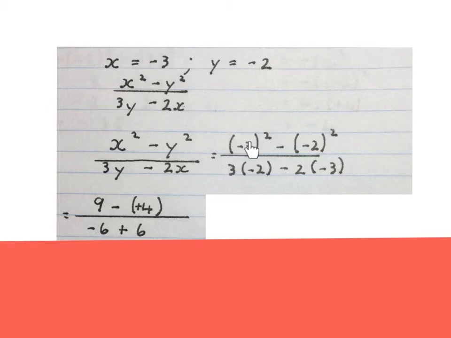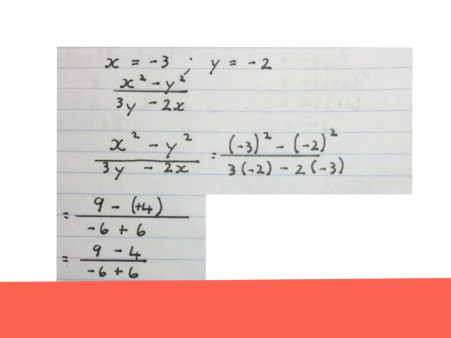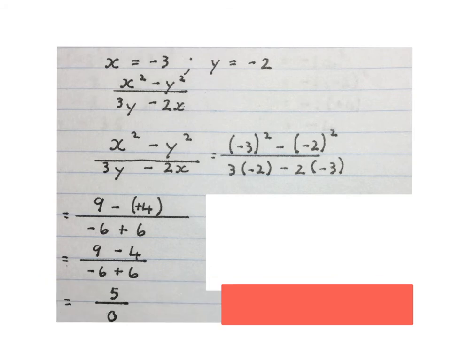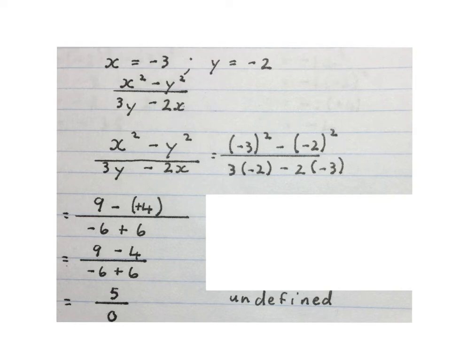The minus 3 times minus 3 gives us a plus 9. Keep the minus. Minus 2 times minus 2 gives us a plus 4. Plus 3 times minus 2 gives us a minus 6. And minus 2 times minus 3 gives us a plus 6. That minus times the plus gives us a minus. The rest stays the same. And that gives us then finally 5 divided by 0. Then just write, this is undefined. We're not allowed to divide by 0.